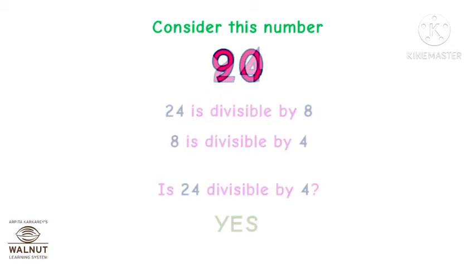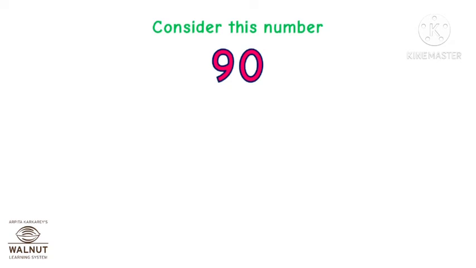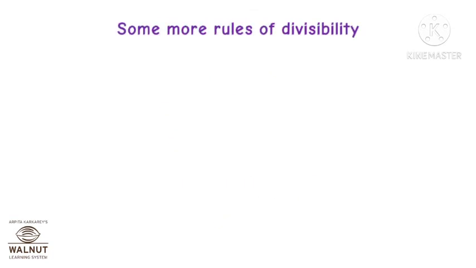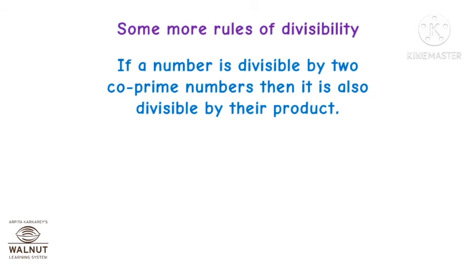Yes. Consider this number 90. 90 is divisible by 9. 9 is divisible by 3. Is 90 divisible by 3? Yes. Some more rules of divisibility. If a number is divisible by two co-prime numbers, then it is also divisible by their product.